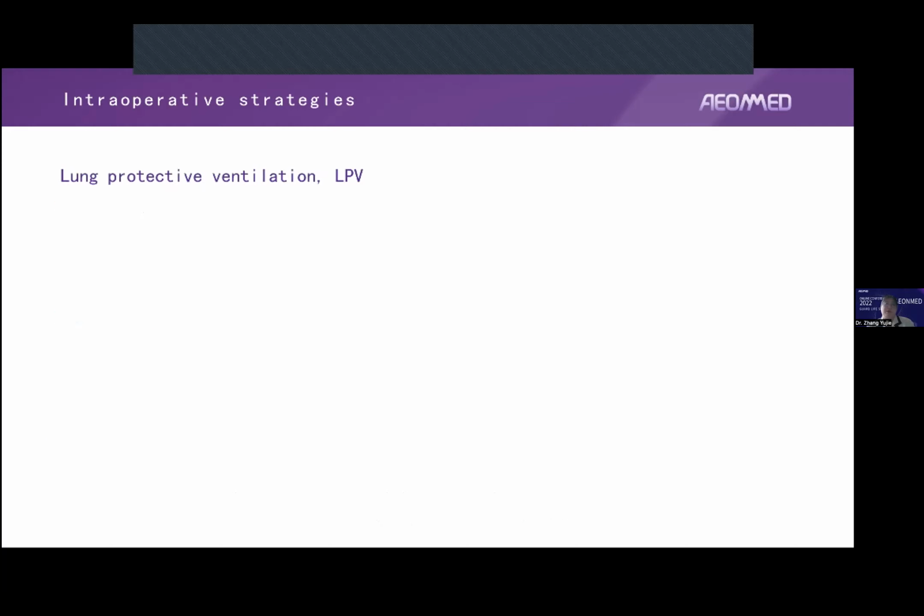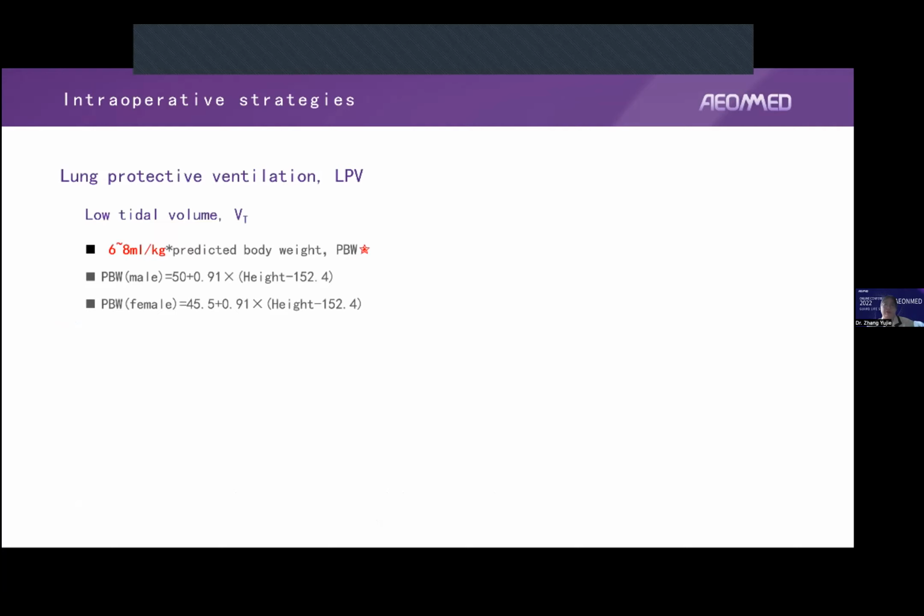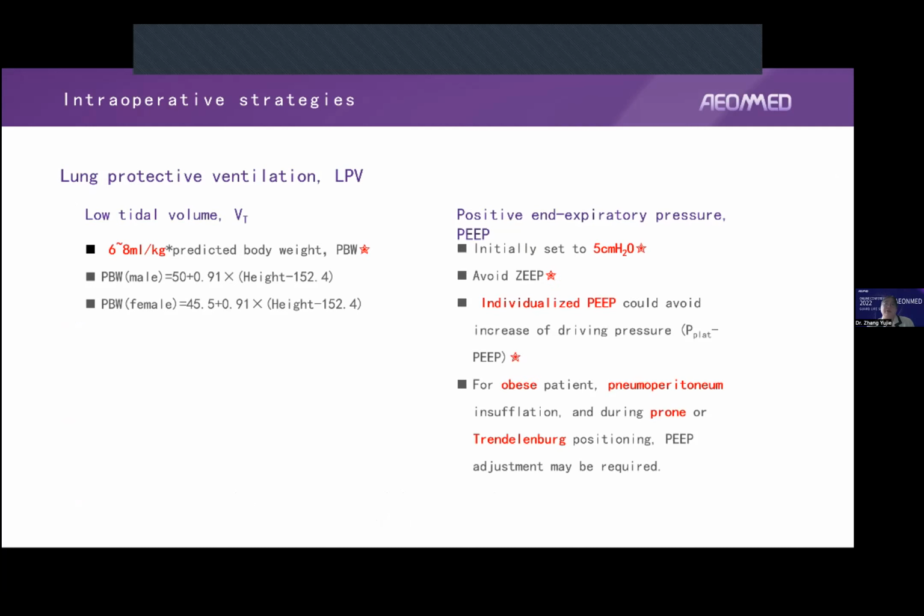And the most important part of the day will be the intraoperative lung protective ventilation, which is LPV. Okay, there are three basic concepts of LPV, which are low tidal volume, positive end-expiratory pressure PEEP, and alveolar recruitment maneuver ARM. And these three strategies are not new for us. They have been proposed and studied for over 20 years, first for the patient in ICU, and now improved for the surgery patient.